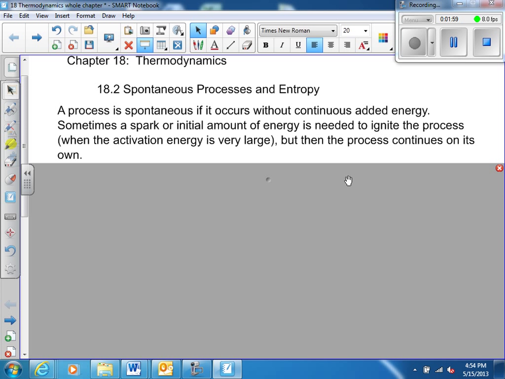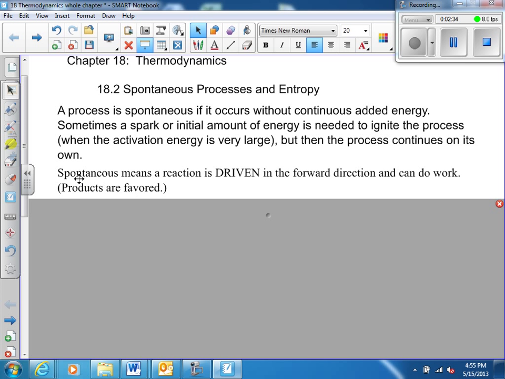This is just repeating what I already said. A process is spontaneous if it occurs without continuous added energy. Sometimes a spark or initial amount of energy is needed to ignite the process if the activation energy is very large, but then the process continues on its own. So kinetics can affect the beginning of the reaction when we're talking about spontaneity and reactions here. So if you have a high activation energy, we might need something to start off a reaction, but if the reaction is spontaneous, it's just going to keep on going.